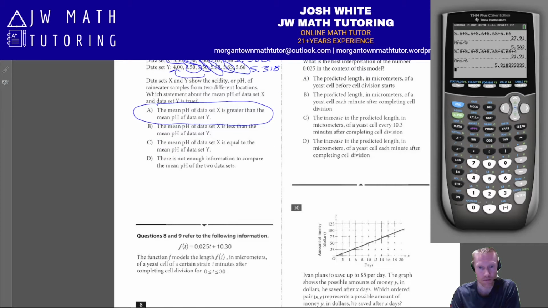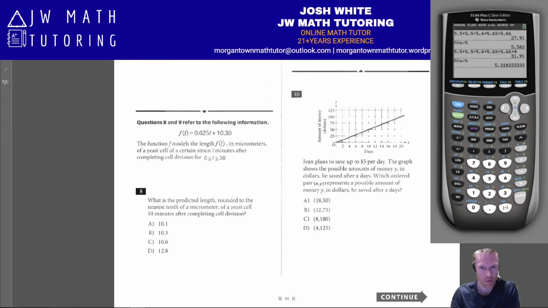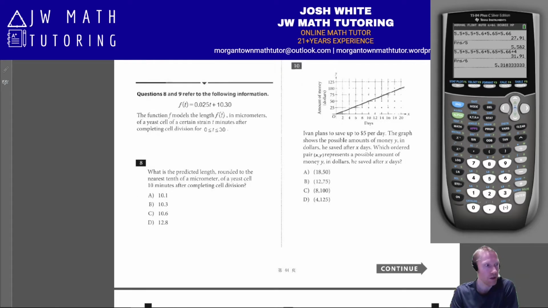and then compare them. All right, problems 8 and 9 both deal with this function here. Basically, it's just a linear equation, or a line. So for 8, all we're doing is just taking 10 and plugging that in for t. And that's it. You can just do it on the graphing calculator. It's just 0.025 times 10 plus 10.30.